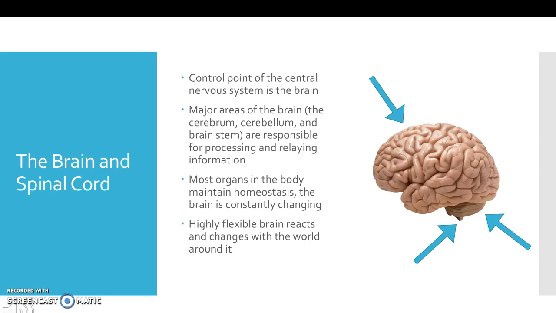to process information. Most organs in our body function to maintain homeostasis, as we previously learned, such as our kidneys removing waste, maintaining blood pH, and regulating the water content in our body, or even our pancreas, which regulates blood sugar levels. Our brains themselves are constantly changing due to their interactions with the environment.